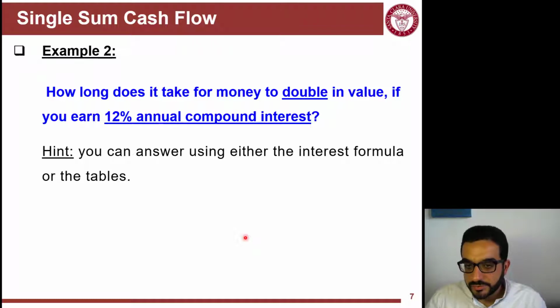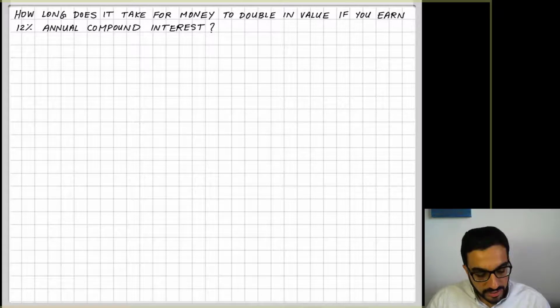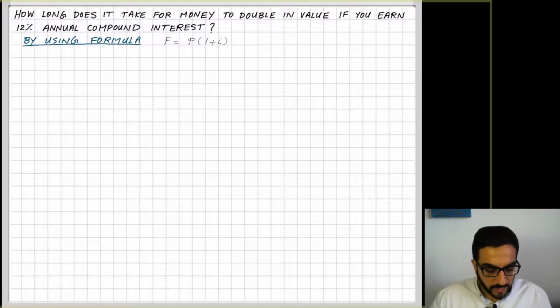Now let's see this example here. The question is how long it will take you to double the value of money. So you're asking for a number of years if you can earn 12% per year compounded interest. And you can answer that using both the formula we covered, or the table. So let me show the answer using both methods. The first one is by using the formula. I'm looking for a future value depending on a present value and interest rate, 1 plus i to the power n.